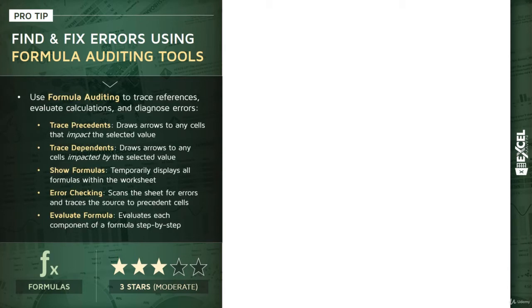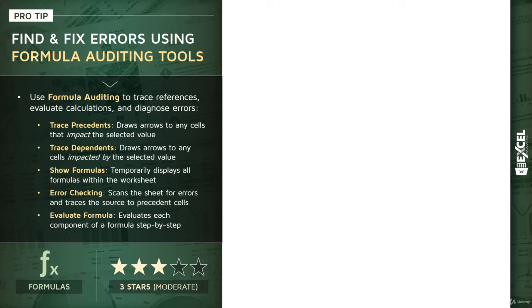This next tip is all about finding and fixing errors in your worksheet using formula auditing tools. Now, in your Formulas tab, you'll find a group of individual tools under the formula auditing category that are designed to help you trace references, evaluate your formula calculations, and ultimately diagnose and fix any errors in your worksheet. So, we're going to talk about all of these different options in this demo.